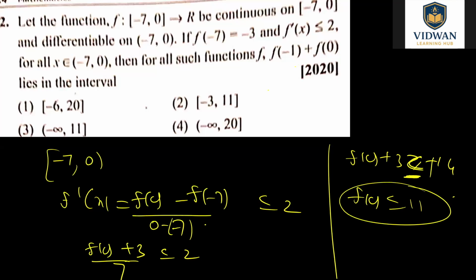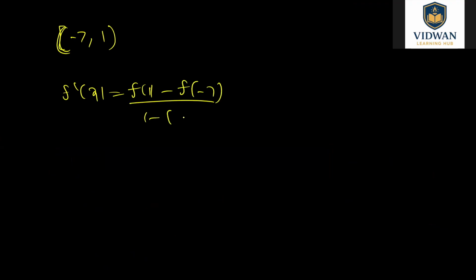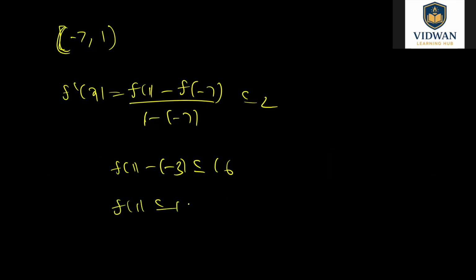Similarly, if you want to find f of minus 1, it should be involved in the theorem. So they could have given minus 7 to 1 here. They have given minus 7 to 0. So if you apply Lagrange's theorem for the minus 7 to 1 interval, what do you write? f dash x equal to f of 1 minus f of minus 7 by 1 minus of minus 7, that is less than or equal to 2. So in the question, they should have specified the interval as minus 7 to 1 instead of just giving 0, because you wanted f of 1 also. So f of 1 minus of minus 3 less than or equal to, here we'll get 16. f of 1 less than or equal to 13. So we already got f of 0 less than or equal to 11 and f of 1 less than or equal to 13.